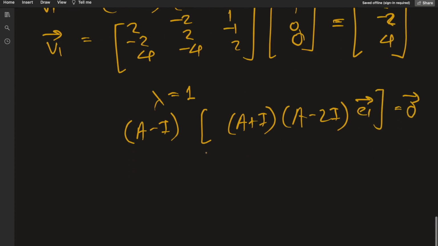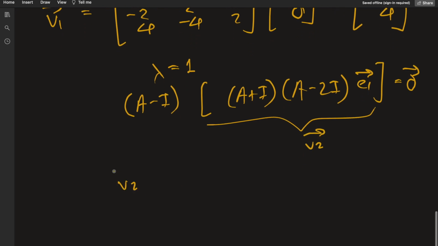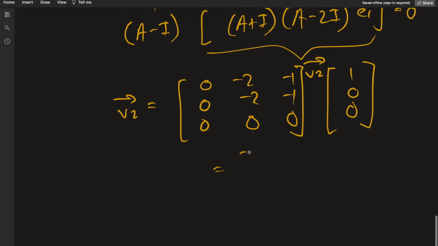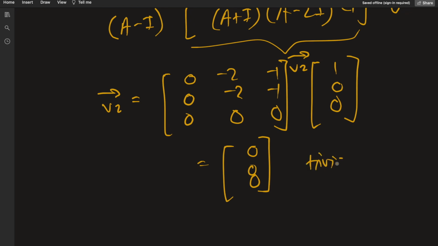And we can call this our v2, the second eigenvector. So if you just do this multiplication, you are going to get 0, 0, 0, negative 2, negative 2, 0, negative 1, negative 1, 0, 1, 0, 0. Now this means just take the first column, which is 0, 0, 0. Now the issue here is that we are getting a trivial eigenvector. This is a trivial case, and we don't want to work with those.